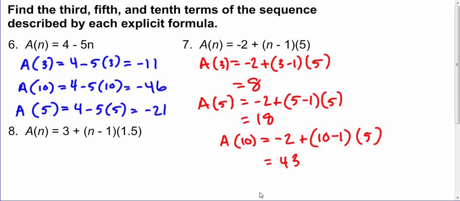I should point out to you, you're going to see this n minus 1 thing showing up a lot. Typically, what we see with explicit formulas is the first term is going to be this number right here, negative 2. And then we start using this n minus 1 times 5 to find all the terms that follow. So that minus 1 basically means don't add until you're on the second term. Okay, so the first term is negative 2. Although you can see on number 6, I didn't have n minus 1, yet that still is an explicit formula.